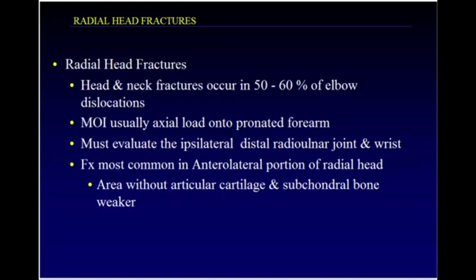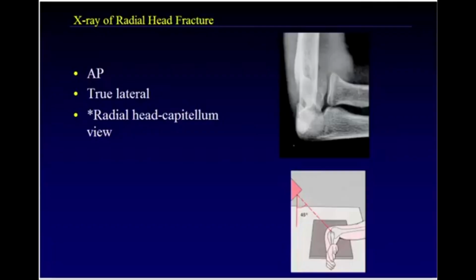And the fracture is most common in the anterolateral portion of the radial head, and that's significant, and that is an area where there is typically little articular cartilage and the subchondral bone is the weakest. That's why it fractures in that area.